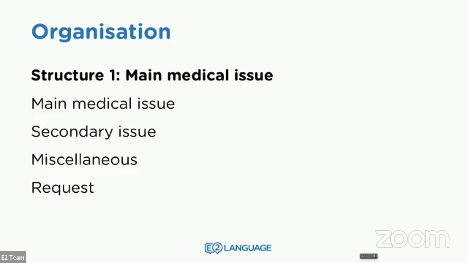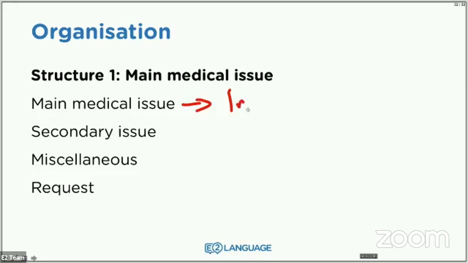Here's the first main structure. This is the first of two possible structures I'm going to show you. This one we'll call the main medical issue, and it works like this. In your introductory paragraph or your introductory sentence, you're going to outline the main medical issue. This is your intro, right? You're going to say something like, I'm writing to refer patient X into your care who requires... Right? Then in the second paragraph, you're going to talk about, hang on, no, I've done this incorrectly. Just give me a second here.